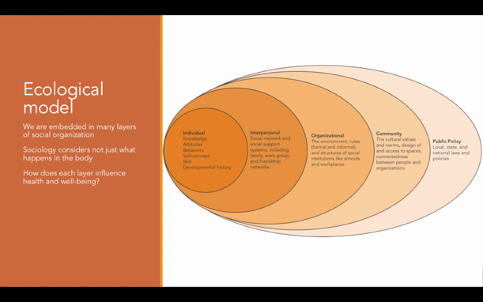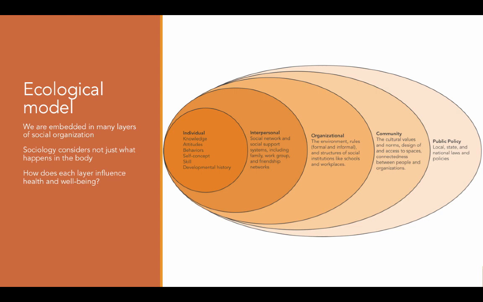which the model is intended to signify that each of those layers has an influence on the things that we know, the attitudes we have, how we behave, what we think of ourselves, our skills, and our development. So we are embedded in this larger system of social factors.